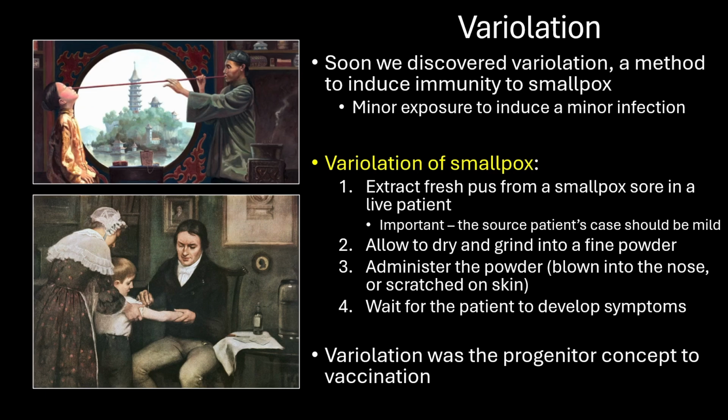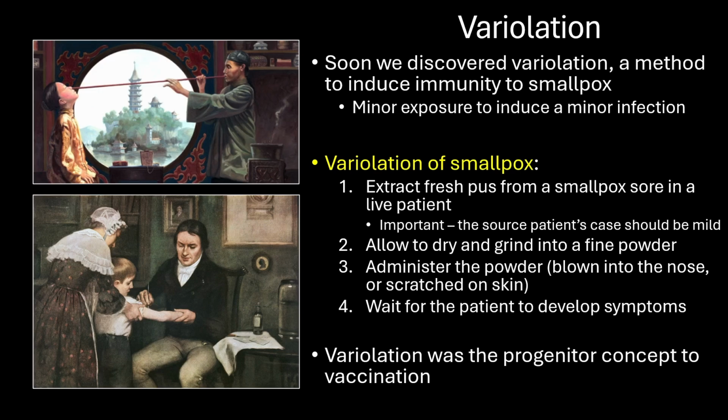First, you had to extract some fresh pus from a smallpox sore in a live patient. It was really important that the case of smallpox this person had was mild. Then, the practitioner would take that pus and allow it to dry, and then it would be ground up into a fine powder, and then that powder would be administered. It would be either blown into the nose or, much more often, scratched onto the skin. Then, the waiting period would begin, where the patient would wait to develop symptoms.